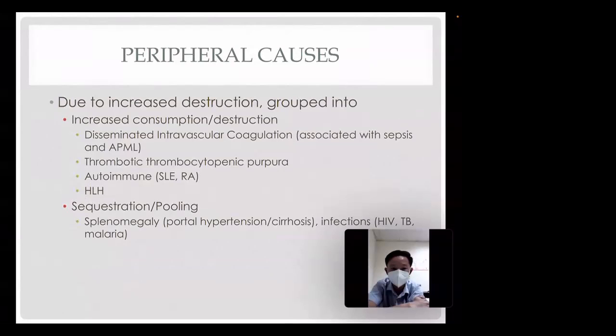Another peripheral cause will be sequestration or pooling of all cell lines, which can occur in splenomegaly, where we have portal hypertension or cirrhosis, also caused by infections such as HIV, TB, or malaria.